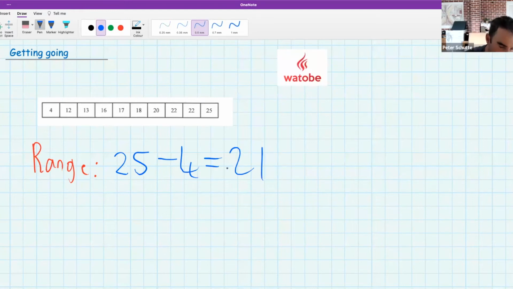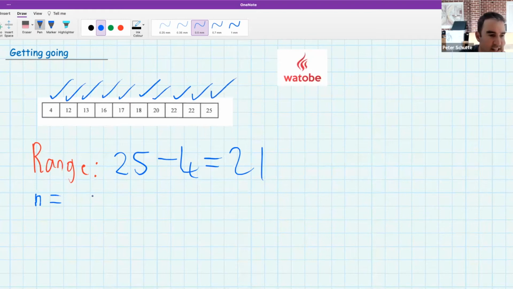Okay, now, next bit. I want to know how many items, or n, little n, how many items are there in this data set? I want you to pop that in the chat. Count for me, how many items are there in this data set? 1, 2, 3, 4, 5, 6, 7, 8, 9, 10. Okay, so there are 10 items.